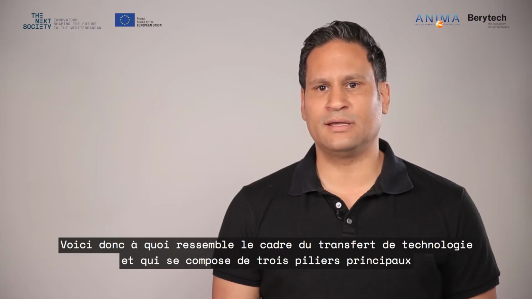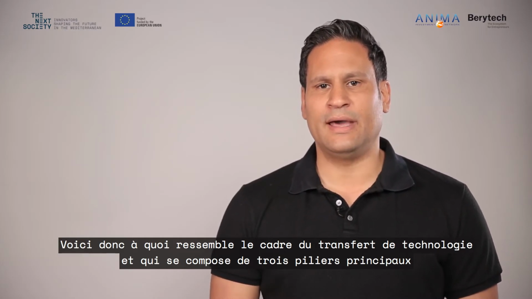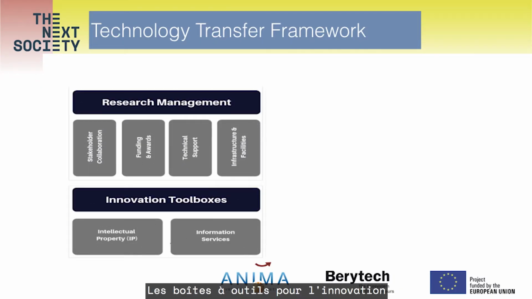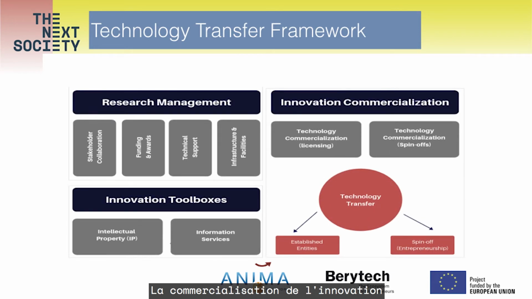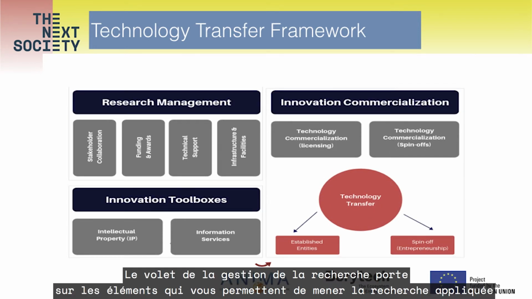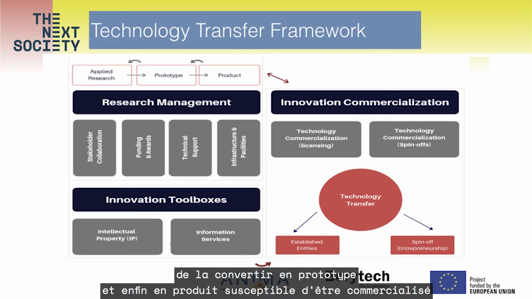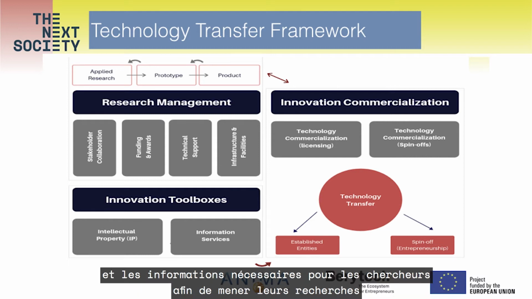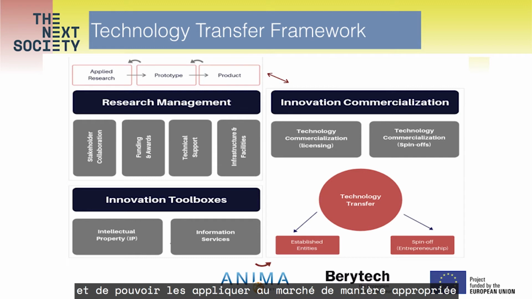This is what the technology transfer framework looks like, and it is really comprised of 3 main pillars: research management, innovation toolboxes, and innovation commercialization. The research management component has to do with the elements that allow you to do the applied research, convert it to a prototype, and finally into a product that can actually be commercialized. The innovation toolboxes include the necessary elements such as intellectual property rights and the necessary information for researchers in order to conduct their research and to be able to apply it to the market in a proper way.